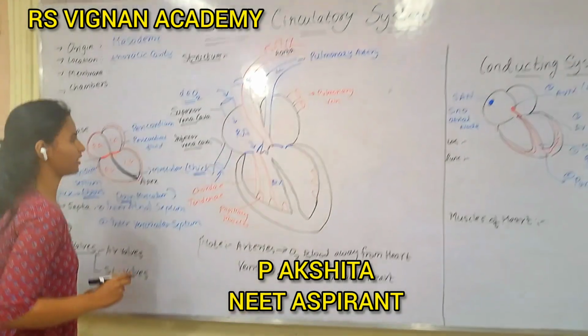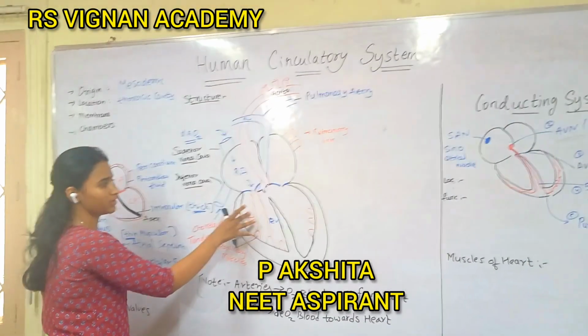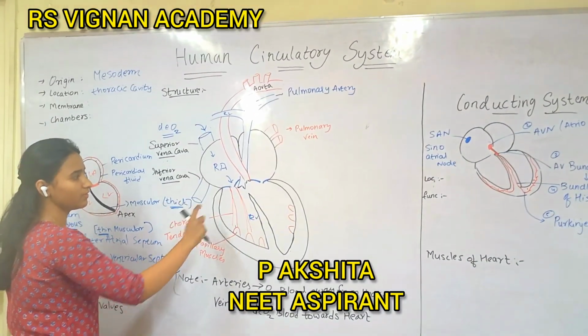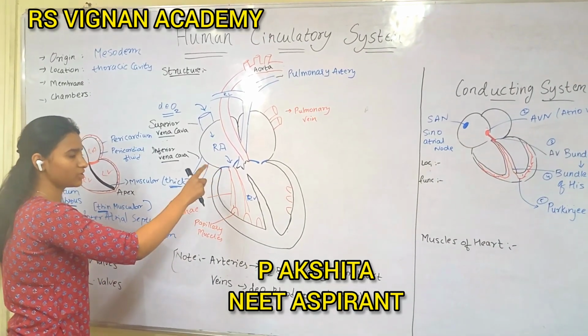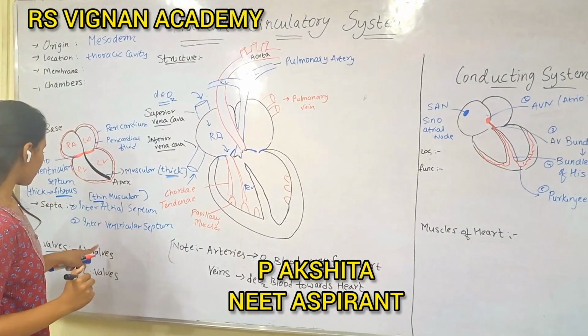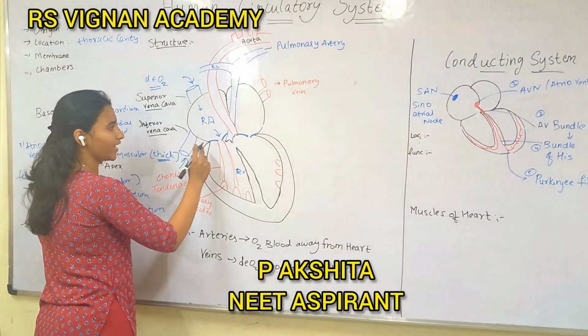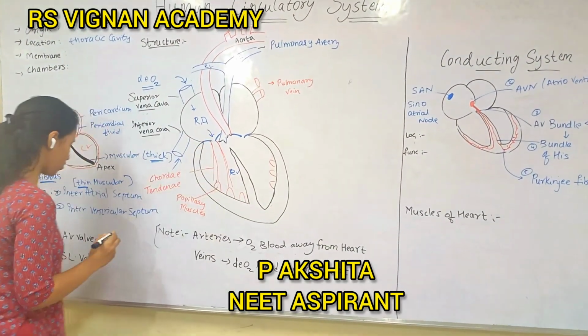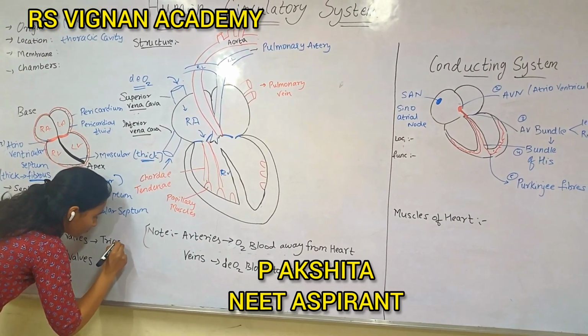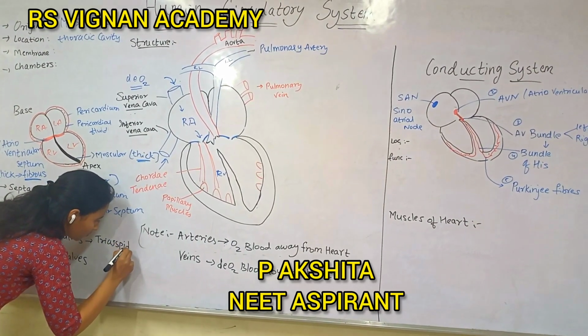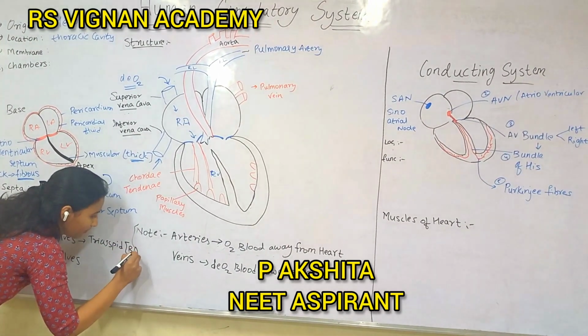Now the atrioventricular valves. This is the atria and this is the ventricle. Between both the atria and ventricle, we have atrioventricular valves. This will help in the unidirectional flow of the blood. Now here the valves present at the right atrium are called the tricuspid valve. This is at the right atrium and right ventricle.